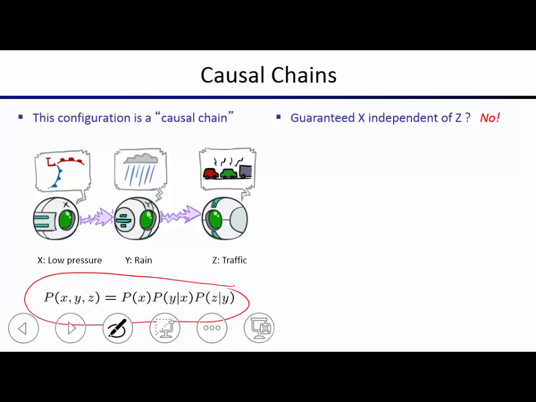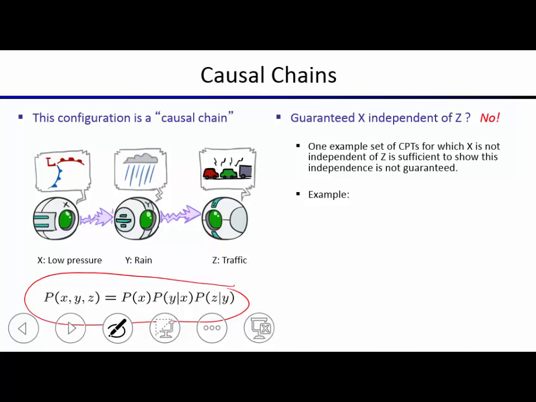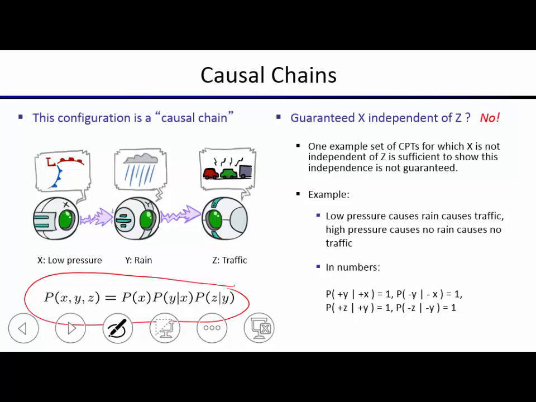First question: are X and Z guaranteed to be independent? No, we already discussed that on the previous slide. We saw an example. In numbers, if you want to make this explicit, this is the example I gave on the previous slide. You just make everything deterministic, and then clearly you're going to have those dependencies, and now they're not independent. So we covered that.